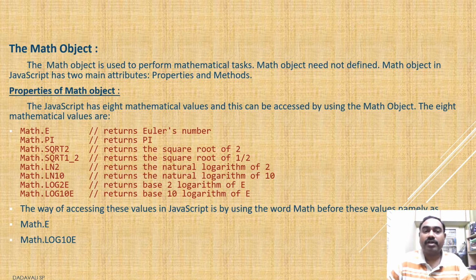These are the 8 mathematical values. Math.E: Math is the object name and E is the property name. E returns Euler's number. Math.PI returns the pi value. Math.SQRT2 returns the square root of 2. Math.SQRT1_2 returns the square root of 1 divided by 2. Math.LN2, Math.LN10, Math.LOG2E, Math.LOG10E.